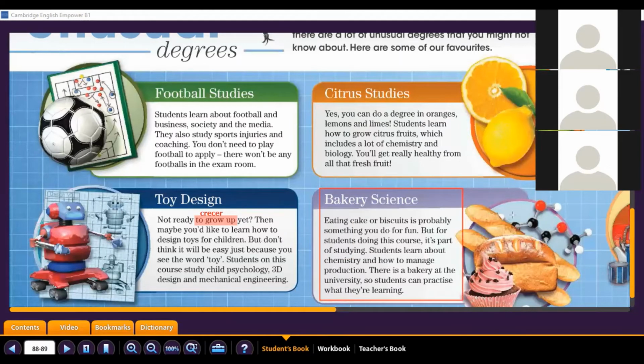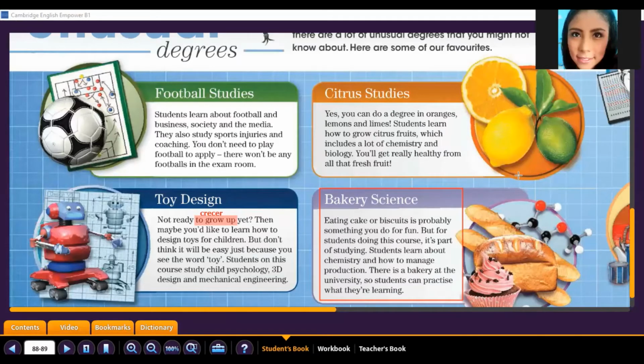Let's read the last part of these unusual careers. Help me reading bakery science, please. Edgar, help me with this one. Yes, teacher. In bakery science, eating cake or biscuits is probably something you do for fun. But for a student doing the course, it is part of studying. Students learn about chemistry and how to manage production. There is a bakery at the university, so students can practice what they're learning.